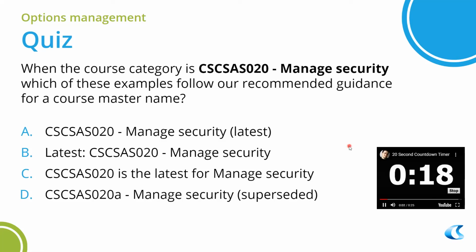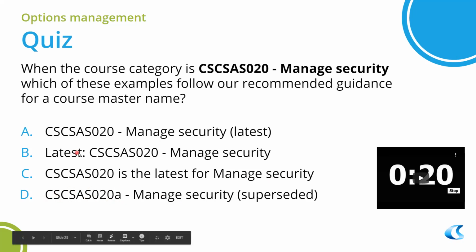Okay, so here's another quiz question. So when the course category is that number, managed security, which of these examples follow a recommended guidance for a course master name? So you can see here, this has got the name and then latest after it. This has got latest and then the name. And this has got the ID and then some other description of this is the latest for managed security. And then the final one is a different ID altogether. Yeah, so it's definitely A, that's right.